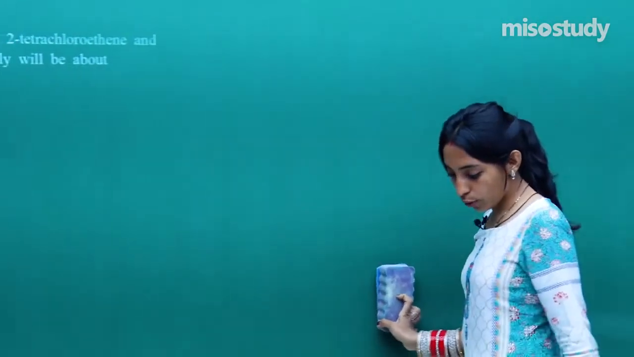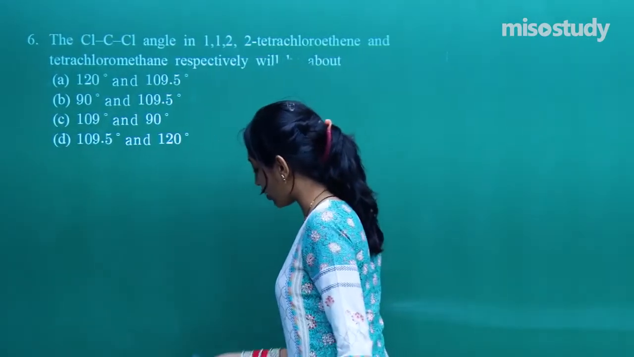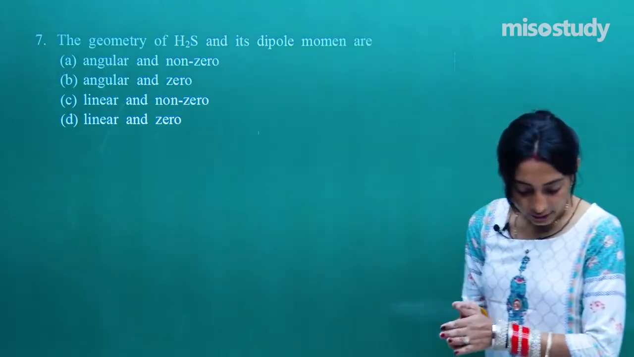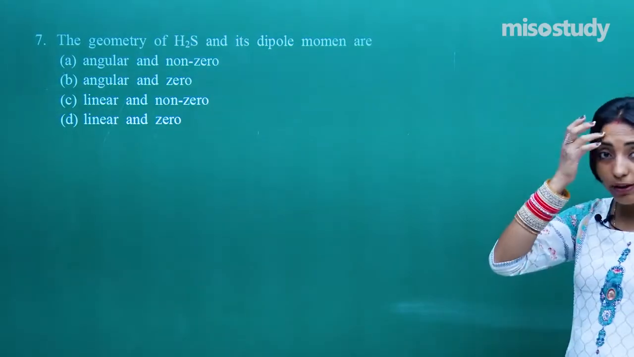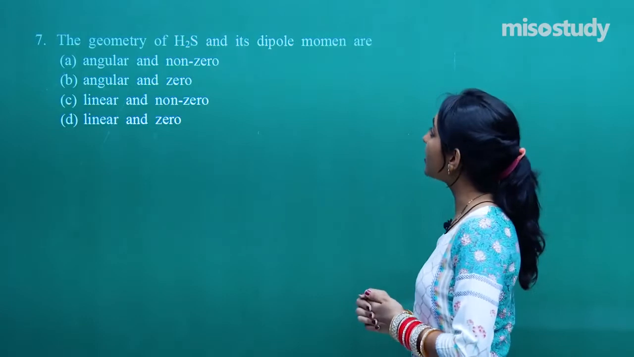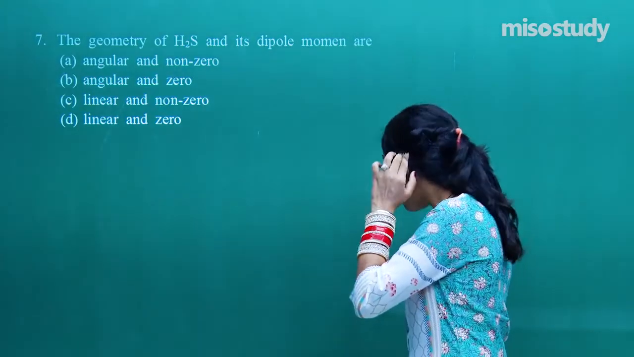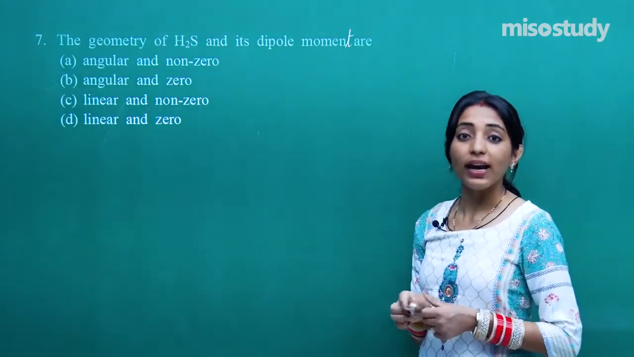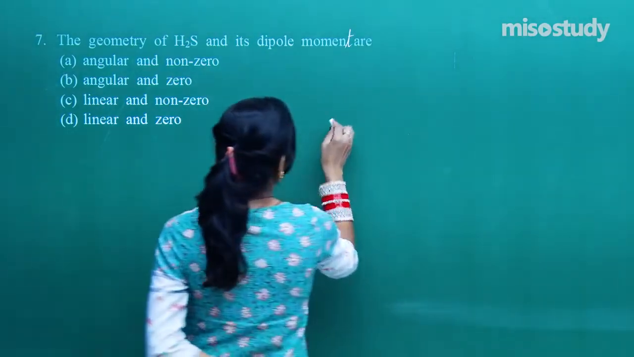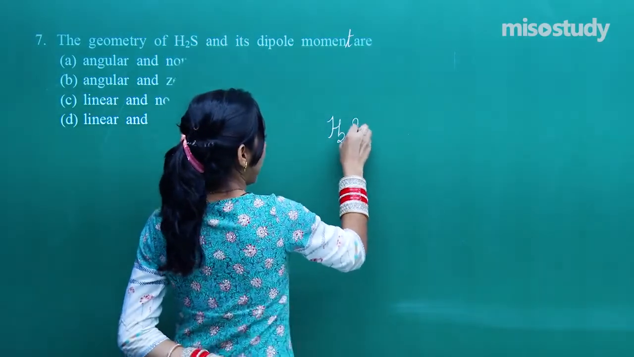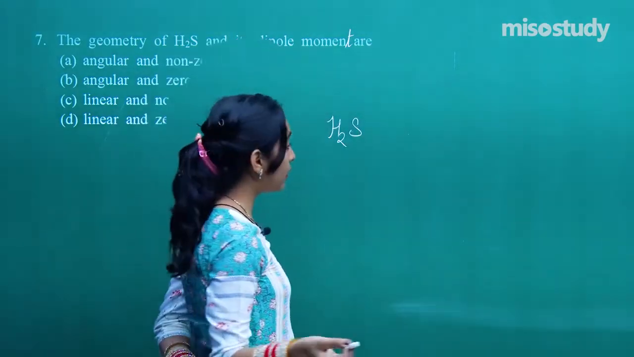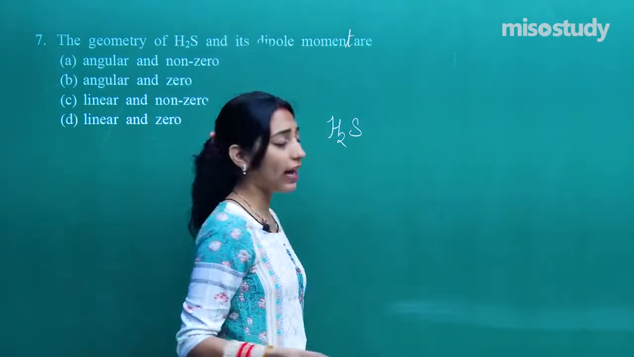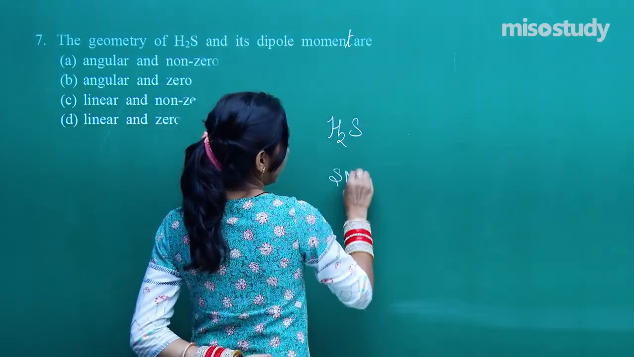So when I am asking you to move on to the next question, we have question number 7. Question 7 says that you need to talk about the geometry of H2S and its dipole moment. A T is missing here. So you have to talk about the geometry of H2S. How? I can go for VSEPR, or VBT, or I can simply do the calculation by using the formula for steric number.